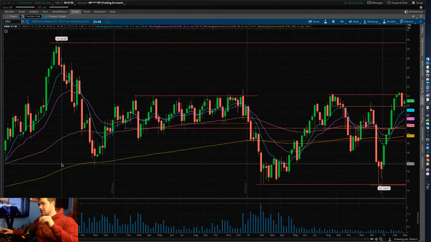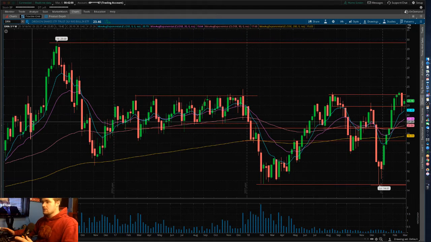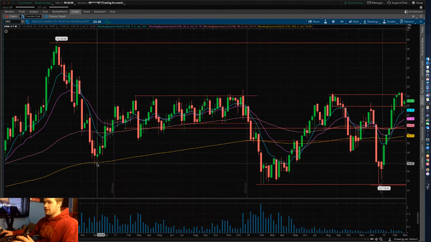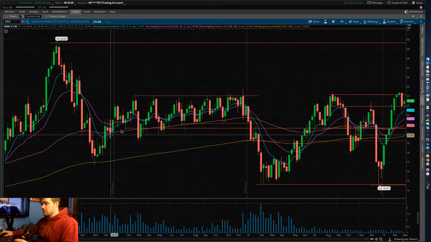So now looking at this, you're starting to get a little clearer understanding. You can see, okay, this stock found some sort of support on this 200 moving average line and then continued to rally up.